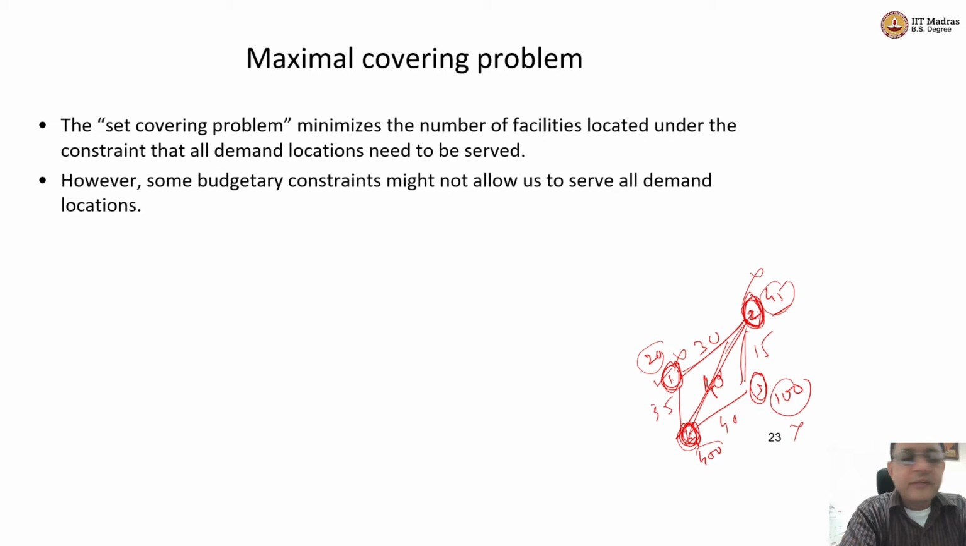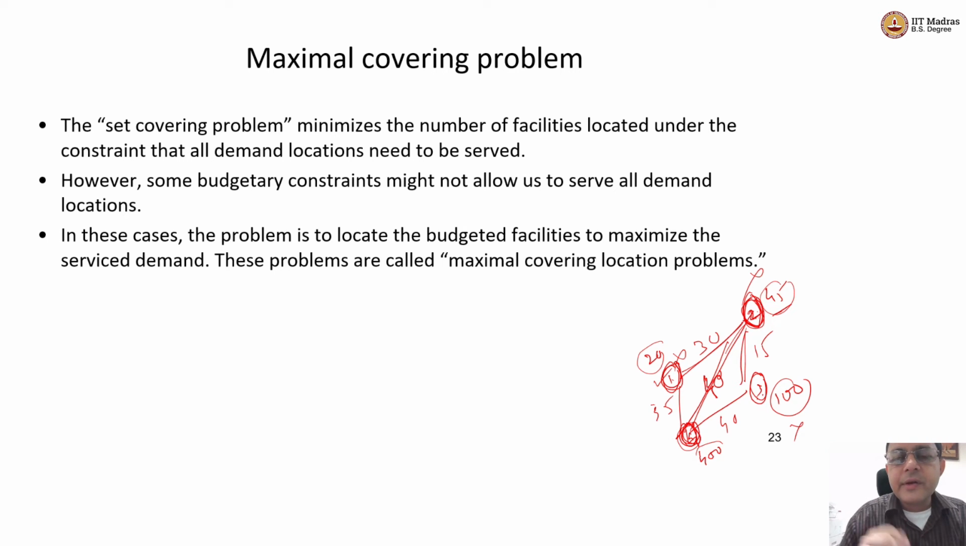So rather than locating that facility at 1 or 2 or 3, I would much rather locate the facility at 4. So now you understand the difference? The difference between set covering problem and maximal covering problem is, now I am trying to maximize the serviced demand. I am not trying to maximize the number of nodes covered, right? So that is the difference between a partial set covering problem and a maximal covering problem, right? Obviously, everything is done in the context of facility location.